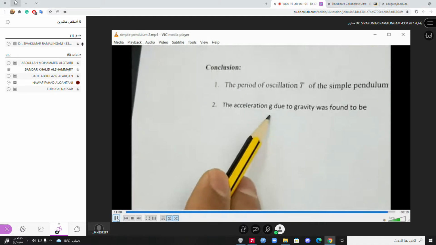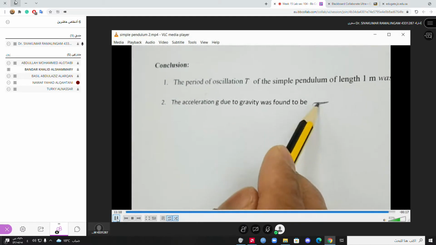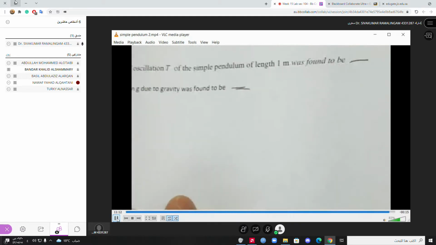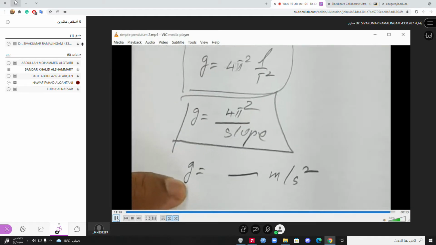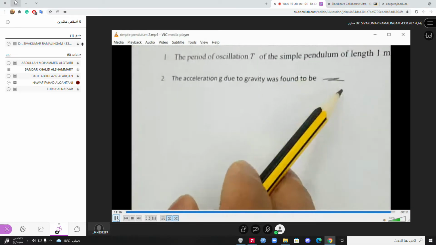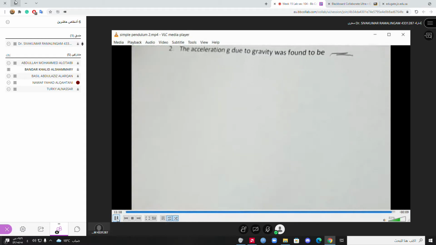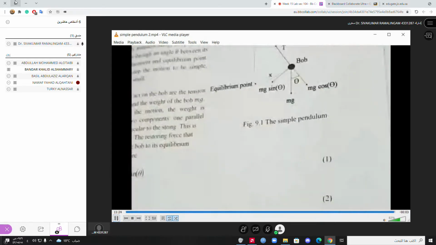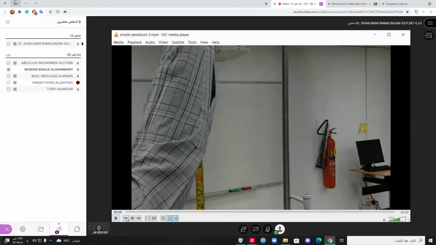Right. The acceleration g due to gravity was found to be... This is the g value we calculated in the experiment. g should be reported. So details of the source of error I will explain to you in the class. Any other doubt?